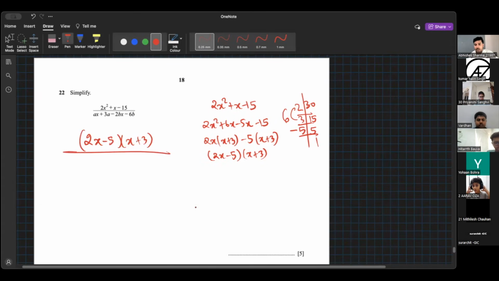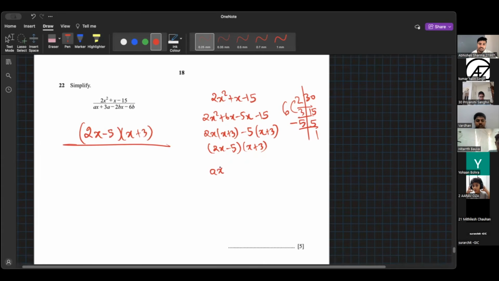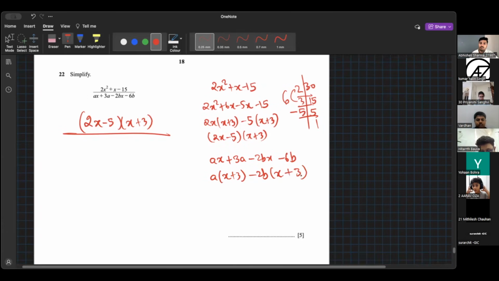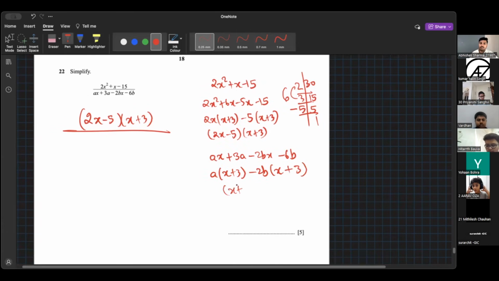Now, denominator we have to factorize separately, which is ax plus 3a minus 2bx minus 6b. Now, from first two terms, we can clearly see that a is common. So we can take a common and write x plus 3. In last two terms, minus 2b is common. Again, x is common and plus 3 is common. So x plus 3 is common, and a minus 2b. So (x plus 3) multiplied by (a minus 2b).